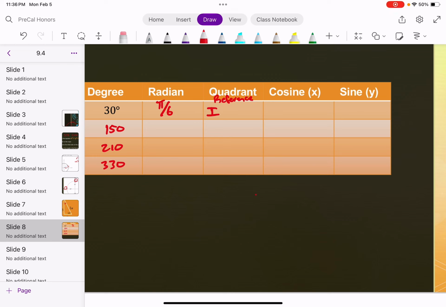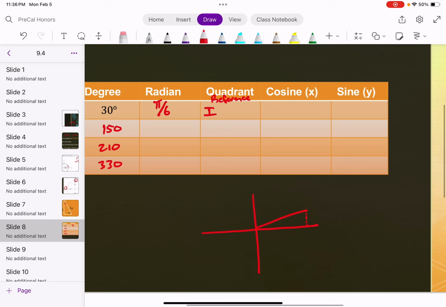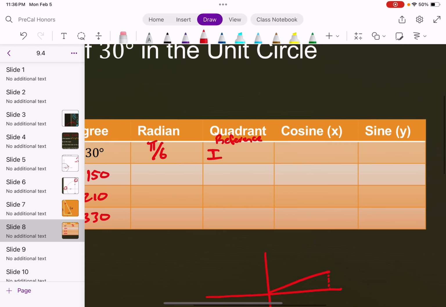So in this case, a 30-degree angle would be right about there. Now, as you can see, you can figure out exactly where that reference would be. Because we are close to that x-axis on the right-hand side, our reference would be pi over 6.